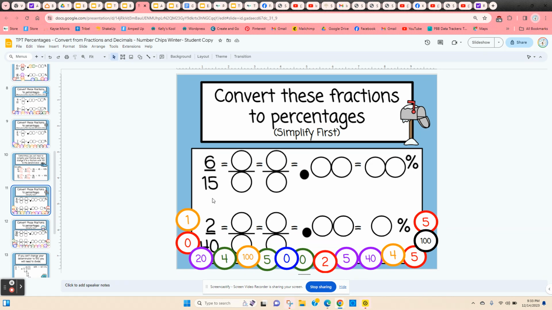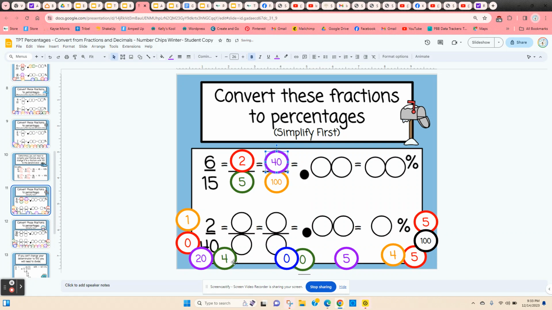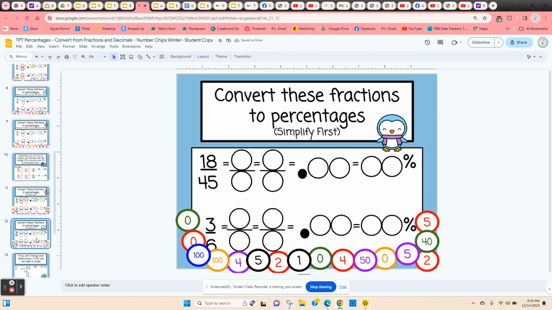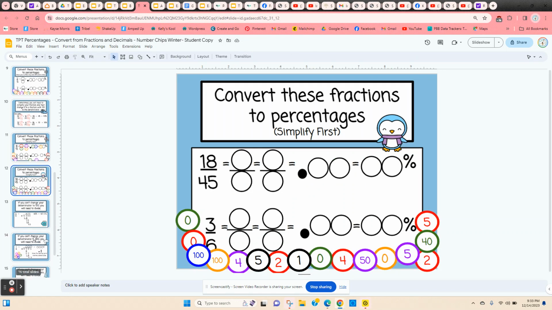Simplify first. So here if I divide by 3, numerator and denominator, I get 2 fifths. Now I can change it to a fraction with 100 in the denominator by multiplying by 20. That gives me 40 hundredths as a fraction, 40 hundredths as a decimal, which is 40%. Same thing on the next one. And they'll be doing the same thing on the next slide also.